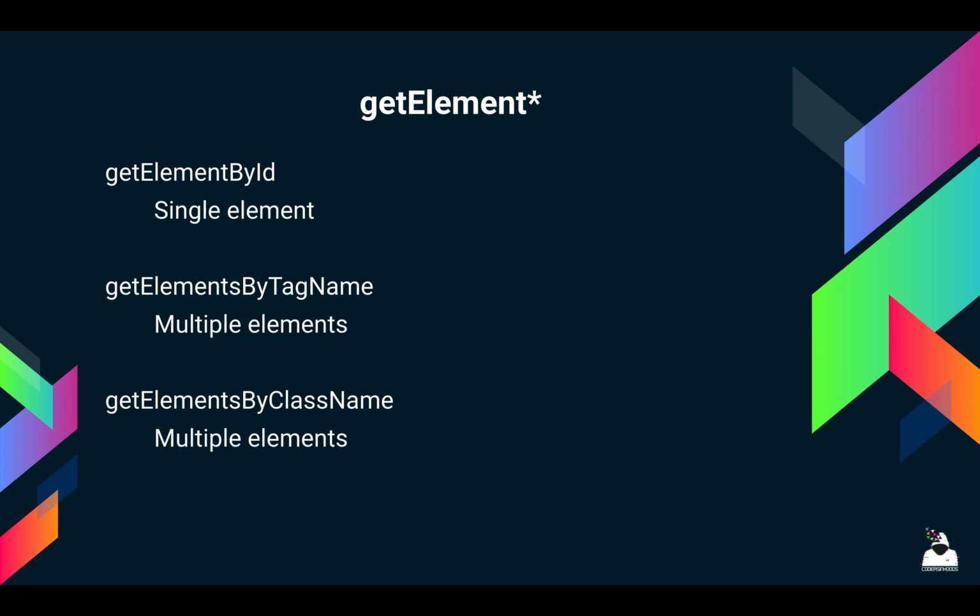Tag name is referring to the name of the tag, funnily enough, the opening and closing tags. We have an opening tag that says div or button, and a closing tag that says div or button. That's the tag name. So if we want to find all of the buttons in the page, every single one, we can use document.getElementsByTagName and pass it button. It will give us an array, or something like an array, of all of the button elements in the page.